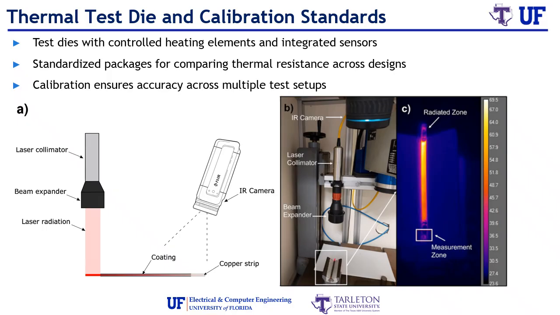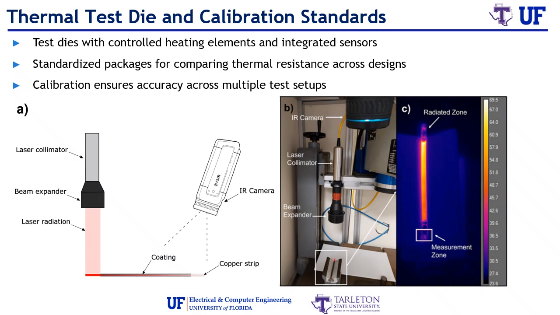Standardized test packages are also used to compare thermal resistance across various designs and manufacturers. This helps maintain consistency when reporting results such as R theta JA, R theta JC, and R theta JB. Calibration is critical. It ensures that different instruments and setups yield comparable and trustworthy data.